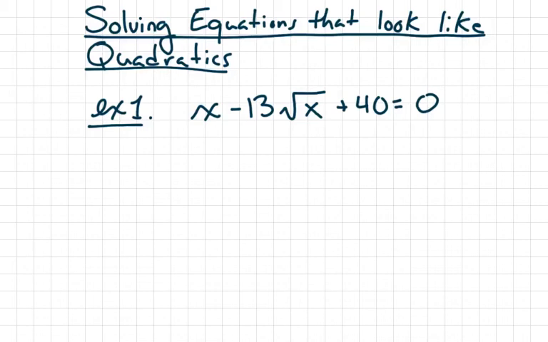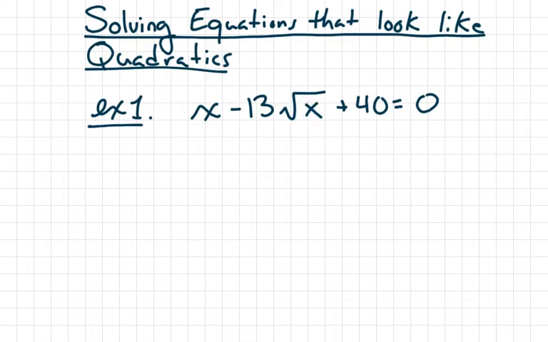In this video, I want to solve equations that look like quadratics. So our first example here, we have x minus 13 square root of x plus 40 is equal to 0. Well, I have an x. It's not raised to the second power, but then I have something else with an x here. It sort of looks like a quadratic, right? If this was just an x squared and this was just an x, it would be a quadratic.